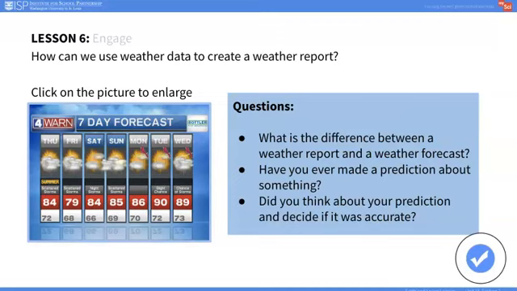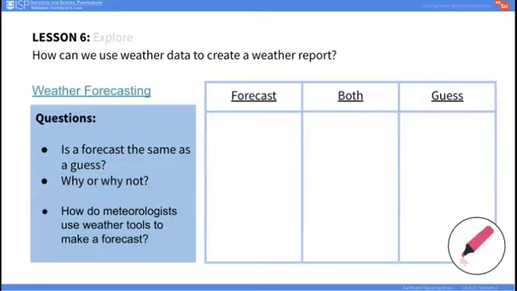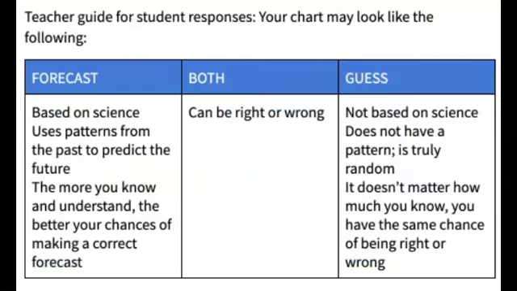Students can provide examples of times they have made predictions and how they determined if it was accurate. In the Explore portion of this lesson, students will consider if a forecast is the same as a guess and support their ideas with reasoning. Student ideas should be recorded in a chart. A possible example is depicted here.